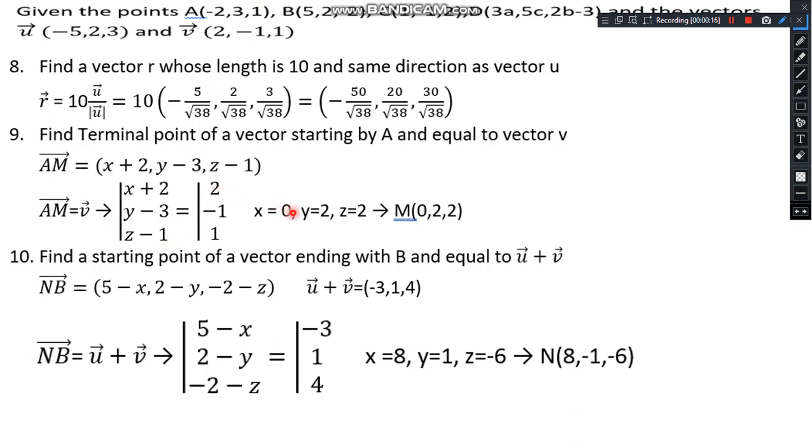So x plus 2 equals 2. y minus 3 equals minus 1. z minus 1 equals 1. Here, find the starting point of a vector ending at B, with NB equal to u plus v. If you do vector u plus v, you're going to get minus 3, 1, and 3 plus 1 is 4. You equate the first, the second and the third, and you're going to get the point N.